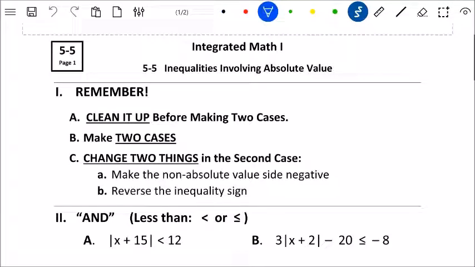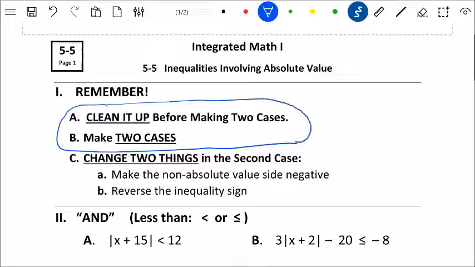Remember from the things that we did with equations with absolute value, you have to clean it up before making two cases, so that you have just the absolute value equal to something. And then you make two cases, where case A is whatever was in the absolute value, normal, you just take the absolute value out. And in case B, you make the right side negative.